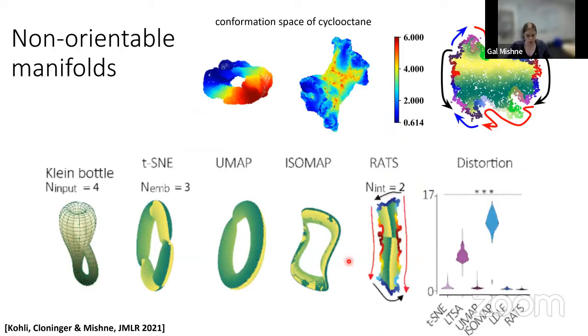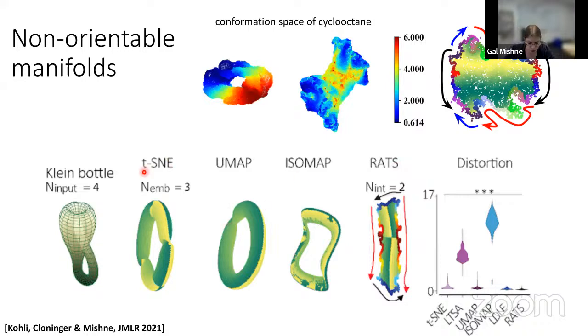And then looking at non-orientable manifolds, we have a few more examples in the paper, also for a Mobius strip. But again, we went out to find interesting manifolds in the wild. So this is the conformation space of a cyclooctane, and it turns out that this conformation space actually lies on a Klein bottle. We're able to embed it in 2 dimensions, and using the gluing diagram, recover that it is indeed the topology of a Klein bottle. This is what the embedding of a Klein bottle from 4 dimensions into either 3 dimensions or 2 dimensions looks like for competing methods and for our approach.